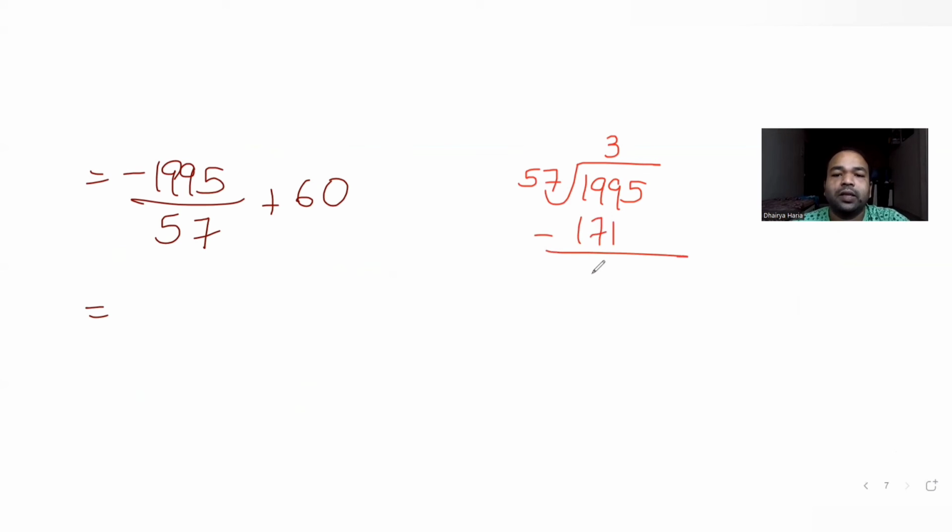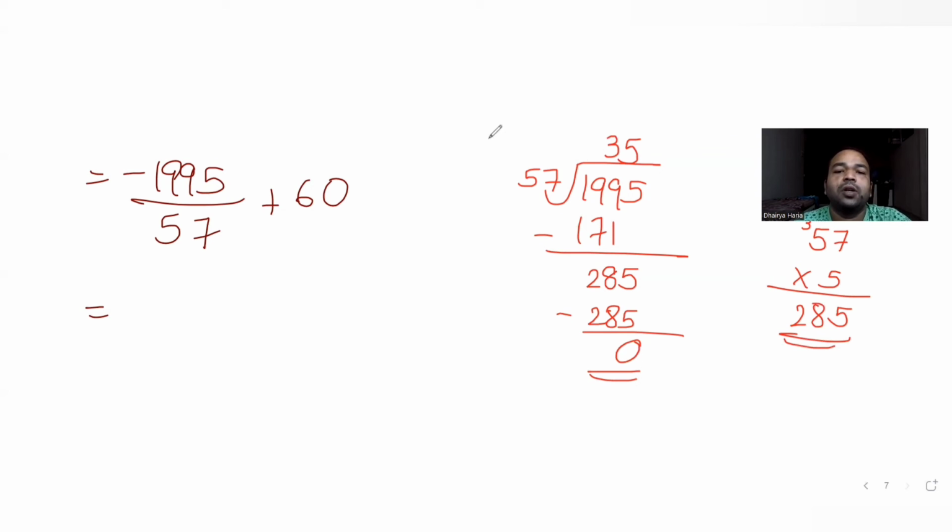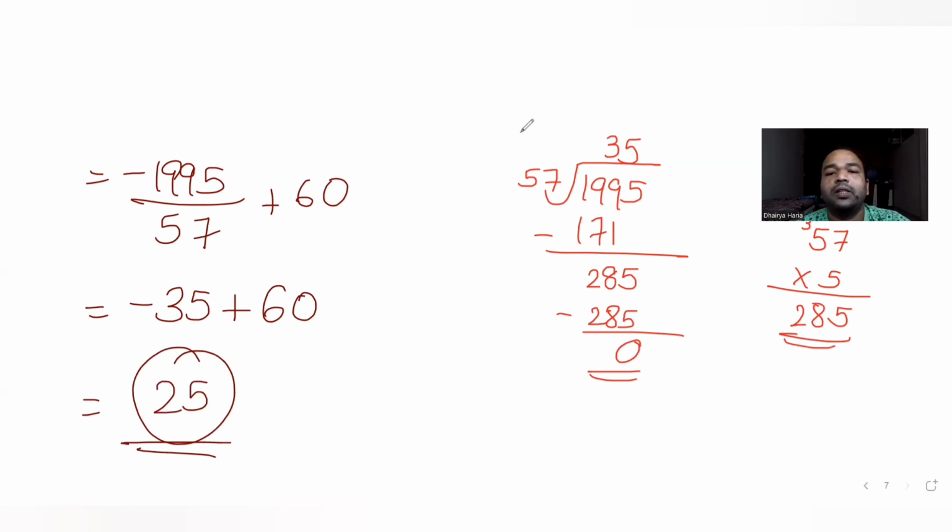So you get 285 as the remainder. If I multiply 57 by 5, let's see what I get. 7 5s are 35, 5 5s are 25 plus 3 is 28, 285. I get that same thing. So 1995 divided by 57 is nothing but 35, so the expression is minus 35 plus 60. So I get this entire expression's value as 60 minus 35, which is 25. So I get the correct answer for the question: it is 25.